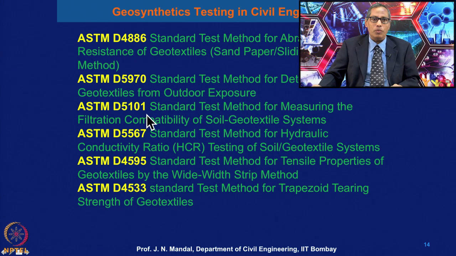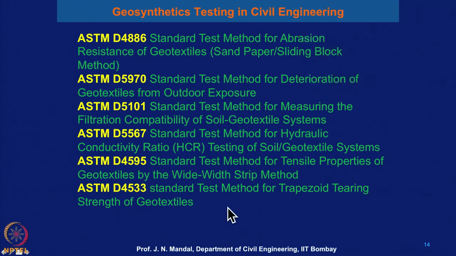ASTM D5101, standard test method for measuring the filtration compatibility of soil-geotextile systems. ASTM D5567, standard test method for hydraulic conductivity ratio, that is HCR testing of soil-geotextile systems. ASTM D4595, standard test method for tensile properties of geotextiles by the wide-width strip method. ASTM D4533, standard test method for trapezoidal tearing strength of geotextiles.